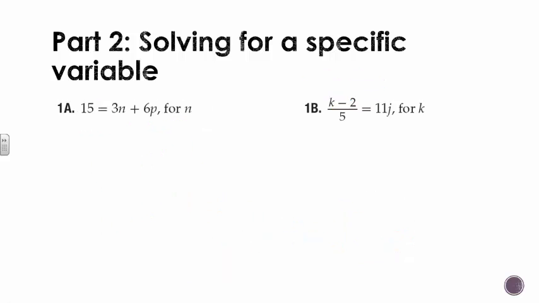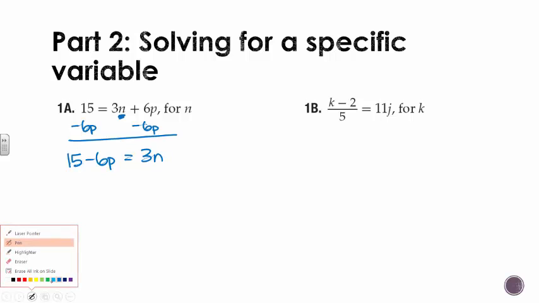So let's try some more. I have to get n by itself in this one, so this guy right here. Remember, undo subtraction and addition first, and we have this addition, so I'm going to get rid of it with subtraction. So I have 15 minus 6p is the same thing as 3n. And then just like the last one, 3 and n are multiplying, so to get rid of it, I'm going to divide.